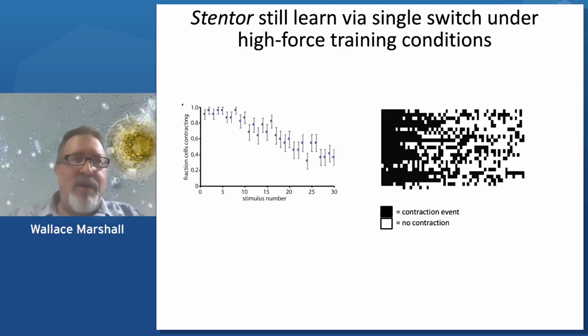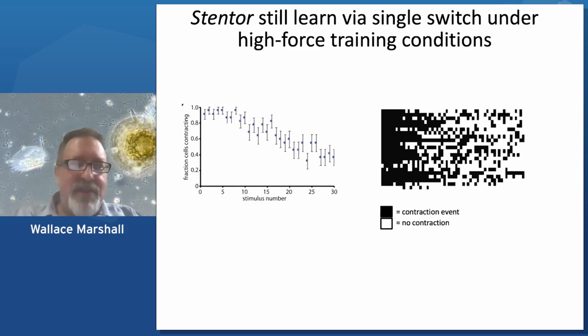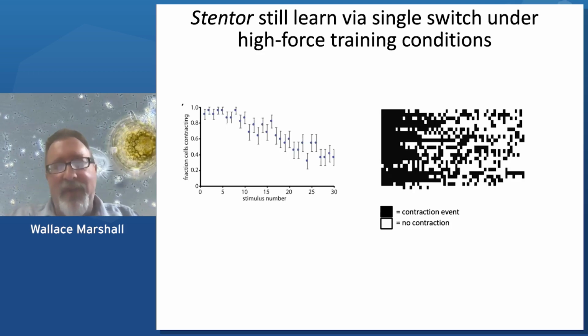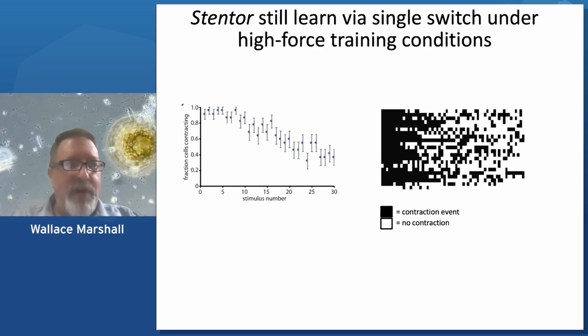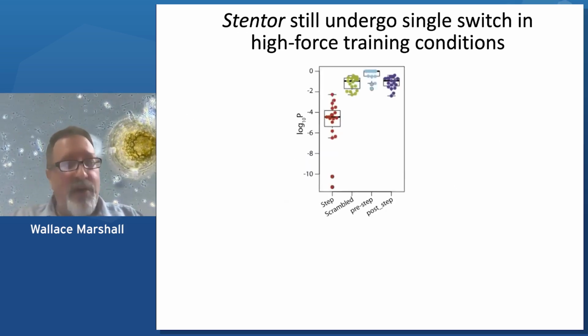So one way in which that simple model doesn't work is when we look at really high forces. So we can go to an even higher force training regime. And what we see is that you still see the response fade off. As you have increasing stimuli, the cells will gradually ignore more and more of those stimuli. And if you look at individual cells, they also basically still undergo a single step. So that part still holds.